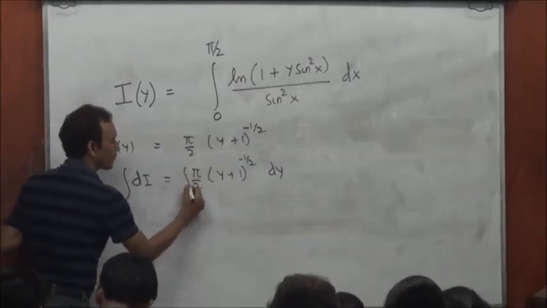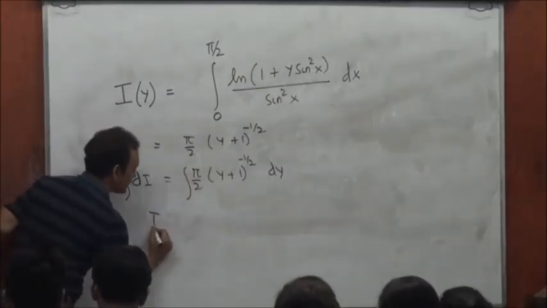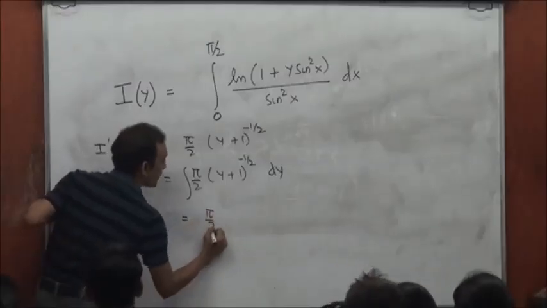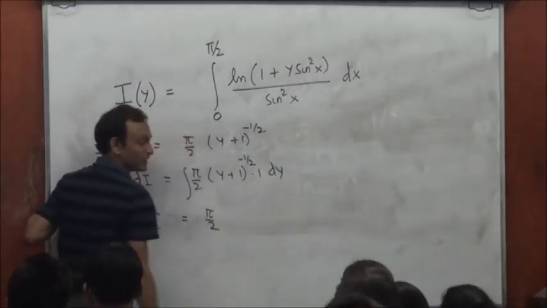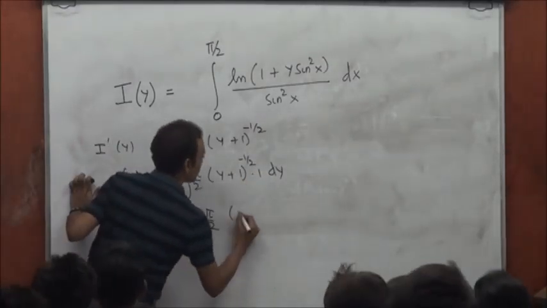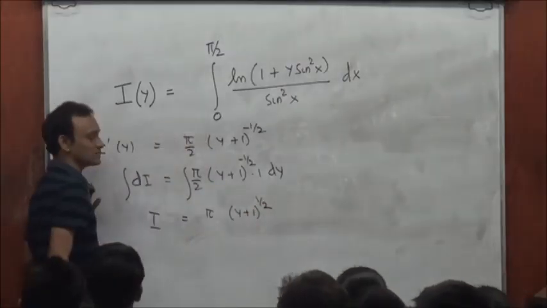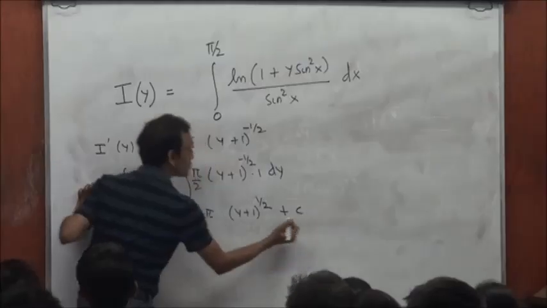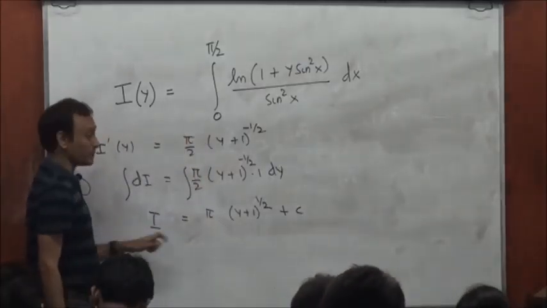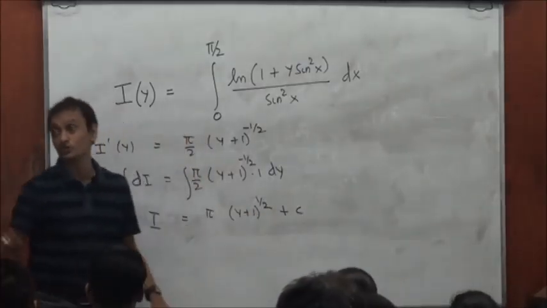Integrate. So I then is pi by 2. This is a function raised to a certain power into the derivative of the function. So this is going to be y plus 1 to power half divided by half. That half will cancel this. Plus constant of integration. So I then becomes pi root y plus 1 plus c. We need to find c now.